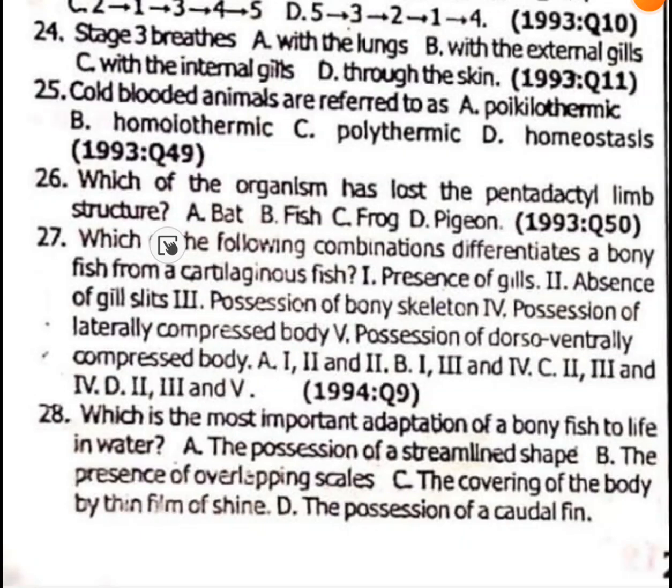And so welcome back guys to our vertebrate series based on Pisces, Amphibians and Reptiles. The last time we stopped at question 24, we'll continue from 25. Cold-blooded animals are referred to as poikilothermic. Correct answer is option A, poikilothermic.